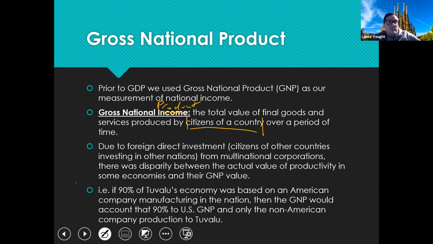The reason why GNP can be problematic is, let's say that 90% of all of the economic production in Tuvalu is for an American company. That would mean that GNP would only reflect 10% of Tuvalu's economy, and that 90% of Tuvalu's economy would count towards America's GNP. So that's the reason why we don't necessarily use GNP, but rather we use GDP as our measurement of national income. But this one does exist.